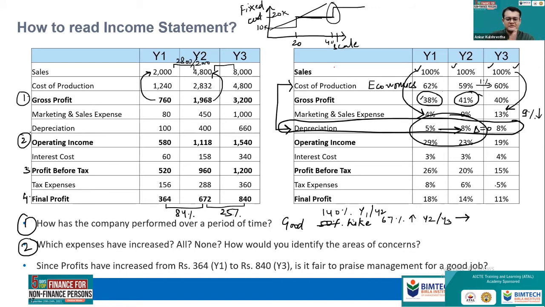Okay, so brilliant performance, all of you, brilliant performance. And I want to come to the third point here. Since the profits have gone from 364 up to 840, is it good or fair to praise the management? Is it fair to praise the management?